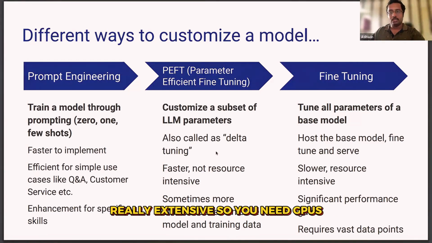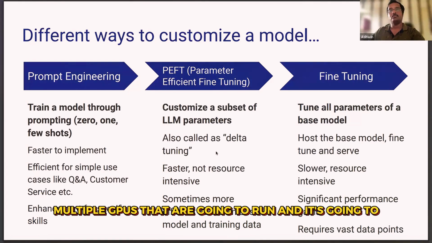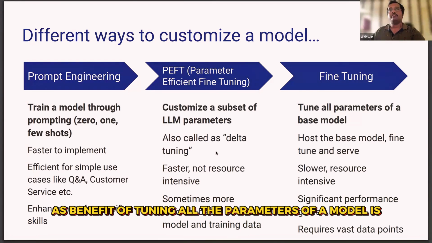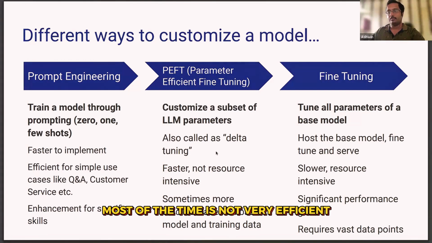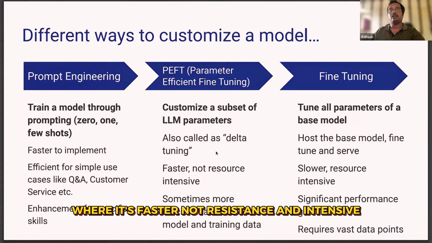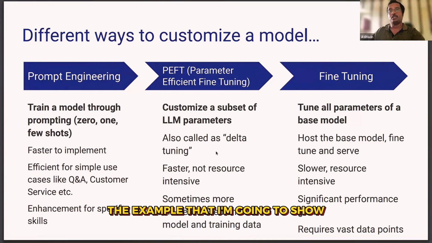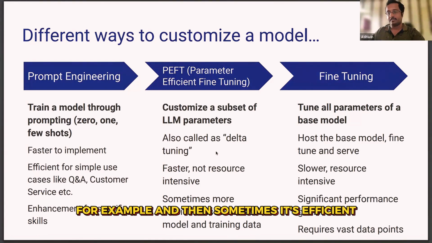So you need GPUs, multiple GPUs that are going to run, and it's cost intensive. So the cost versus benefit of tuning all the parameters of a model is most of the time not very efficient. So PEFT is somewhere in the middle, where it's faster and not resource intensive. The example that I'm going to show you can even run on commercial hardware, for example.